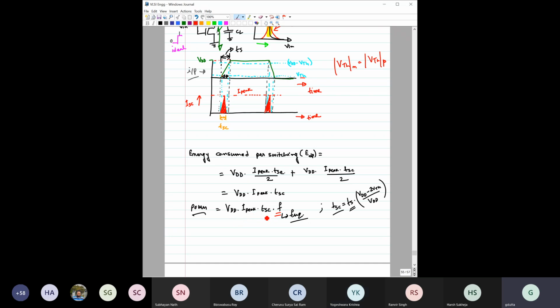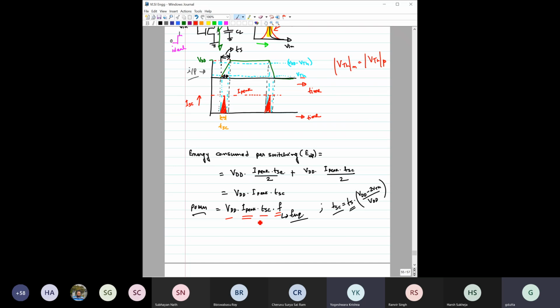One is again this TSC. If we can make TSC smaller, then it is definitely better. VDD, obviously, if you reduce VDD, this power consumption reduces. And here the relation is linear. The power is proportional to VDD, not like the earlier case, where P dynamic was proportional to VDD square. But here the power is proportional to only VDD. And the other thing is this I peak.